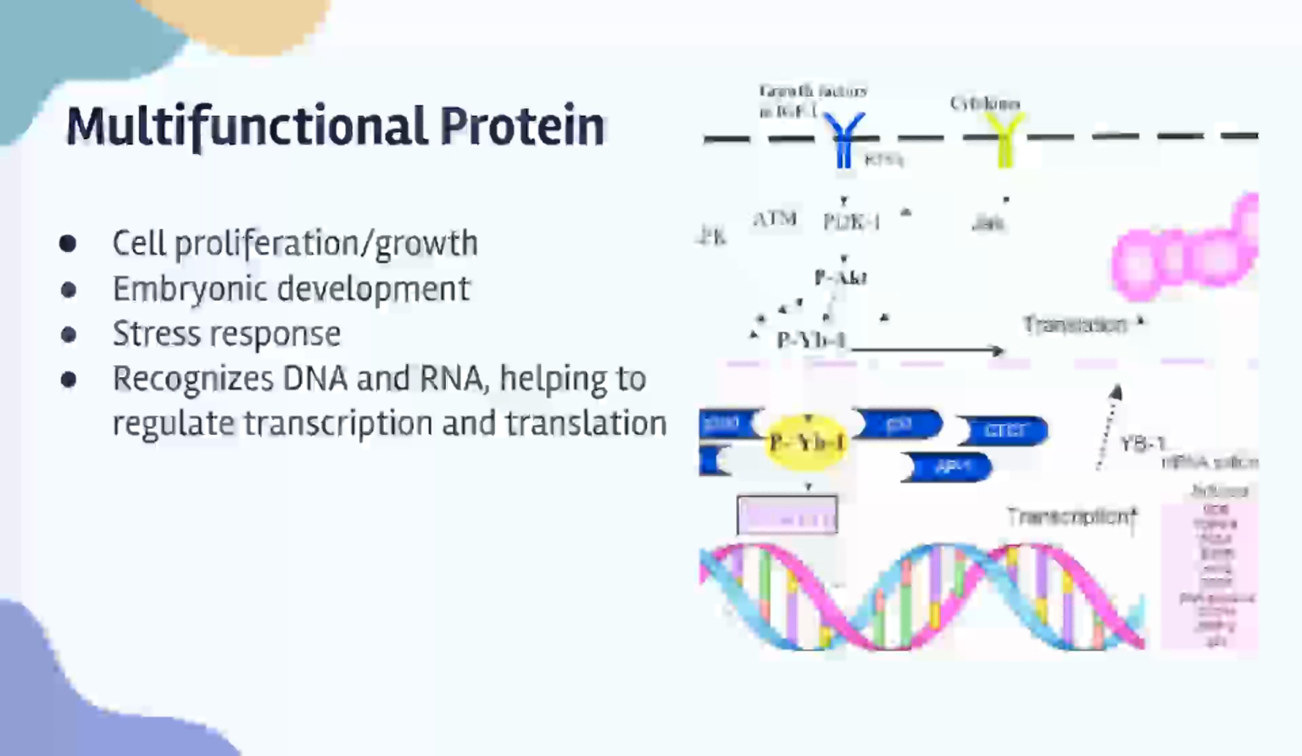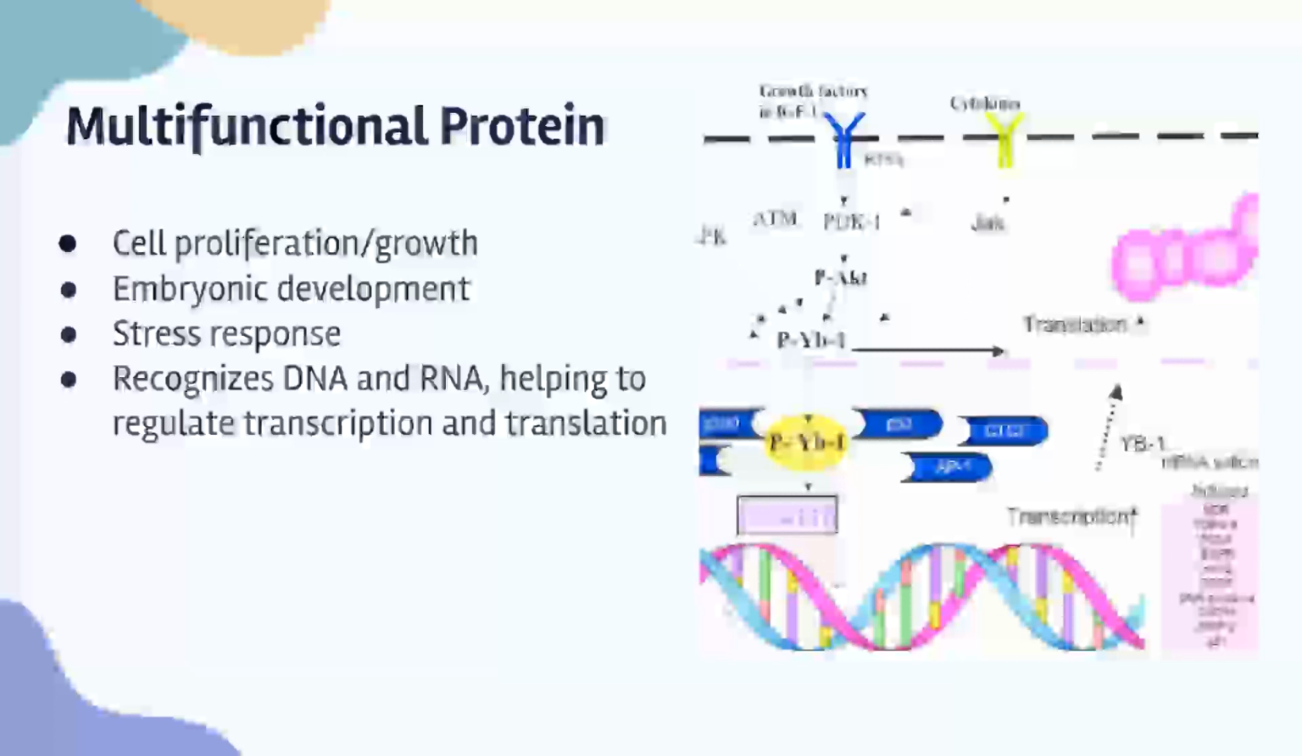So now I'll be talking about how this is a multifunctional protein. After looking at a lot of research and studies on YB1, I found that it is mainly found and involved in cell proliferation or cell growth, embryonic development, and stress response. And I'll be talking more about how it recognizes DNA and RNA, helping to regulate transcription and translation.